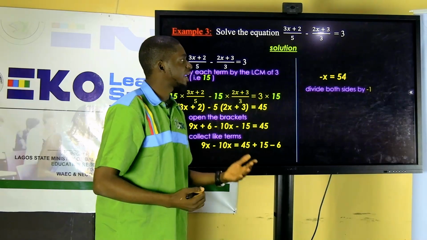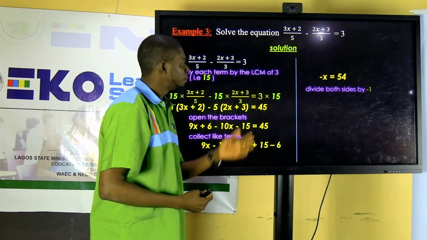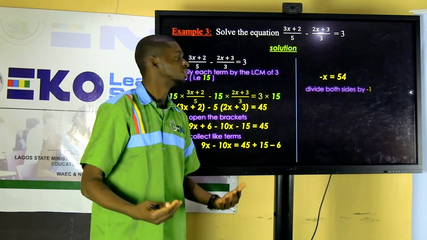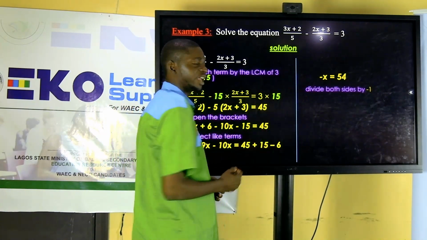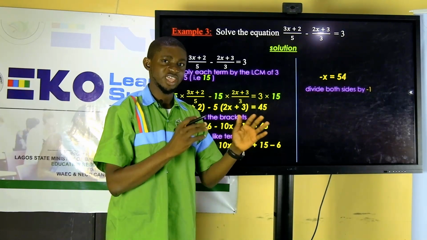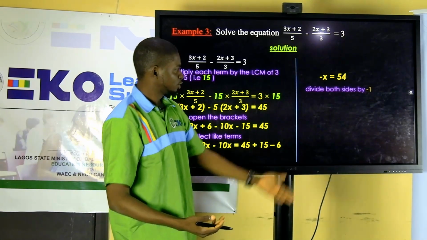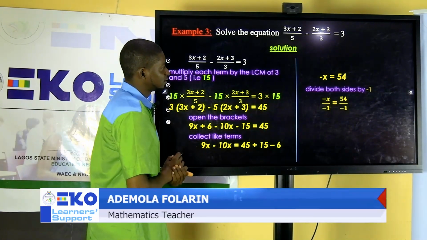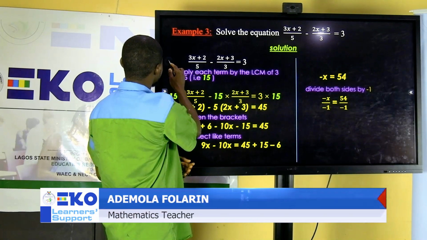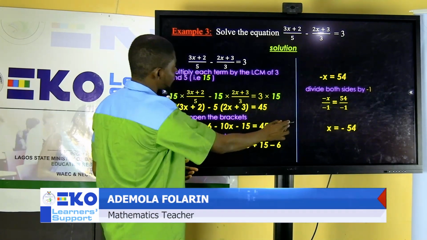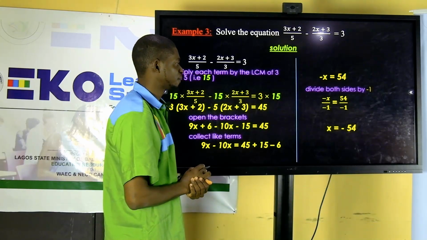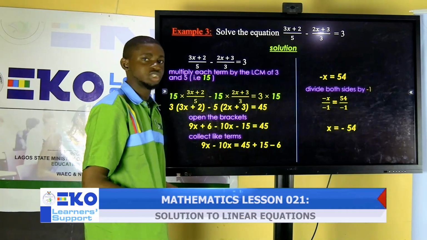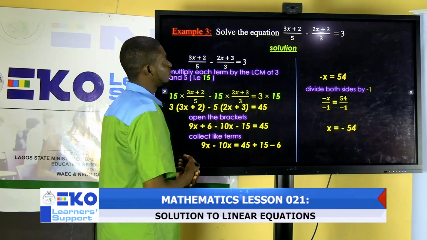We can then divide both sides by negative 1. Because it's just negative 1, we may as well multiply both sides by negative 1, just to ensure that we do not keep this negative x. Our interest is to find the value of x and not negative x. So you know what that will be. Great. So it becomes this, and we have it as negative 54. Isn't that interesting? So that is how we solve a linear equation in fraction form.